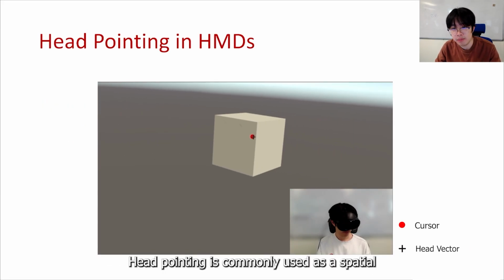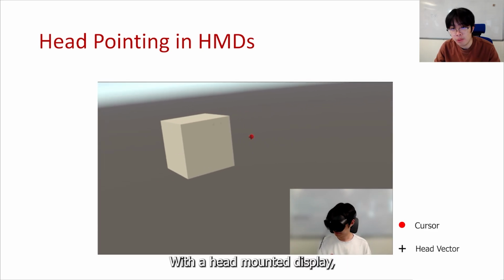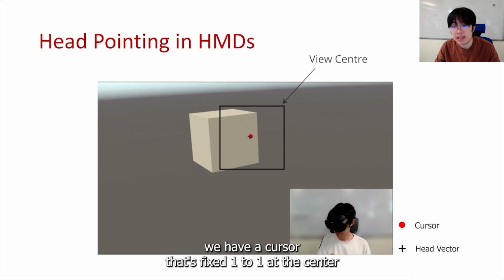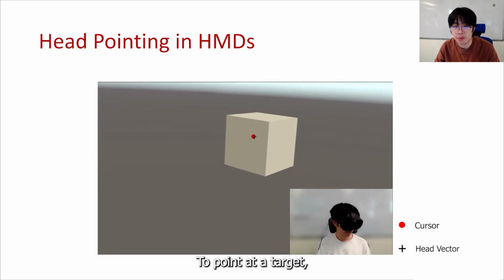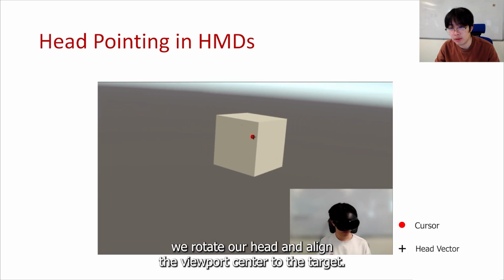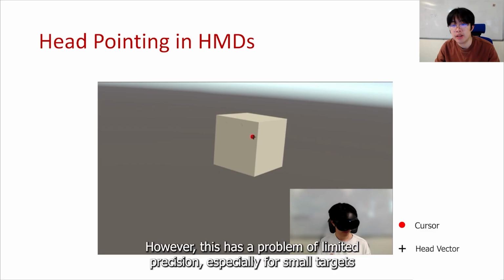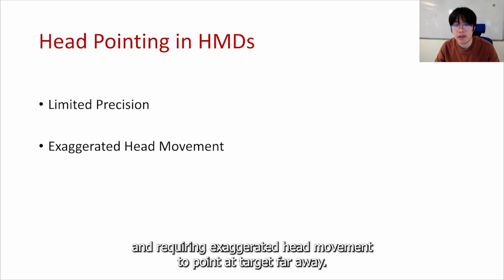Head pointing is commonly used as a spatial input technique for 3D interactions. With a head-mounted display, we have a cursor that's fixed one-to-one at the center of the field of view, coupled with the head vector. To point at a target, we rotate our head and align the viewport center to the target. This is very simple and intuitive. However, this has a problem of limited precision, especially for small targets, and requires exaggerated head movement to point at targets far away.